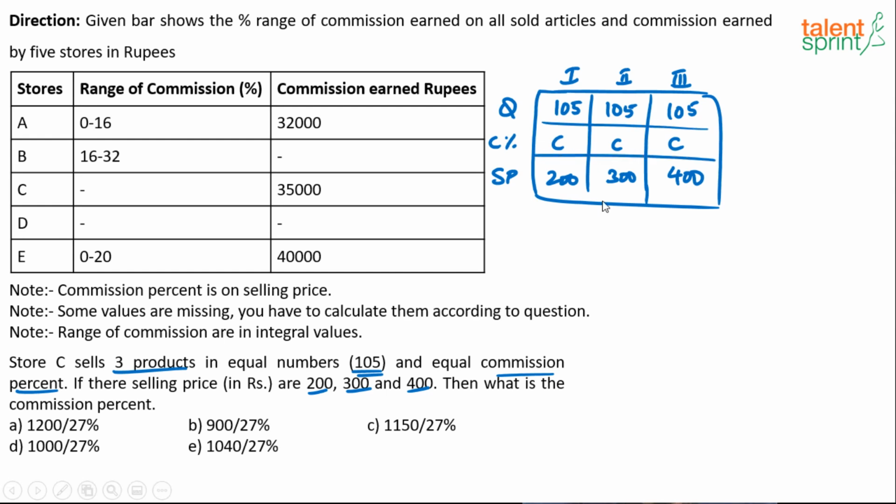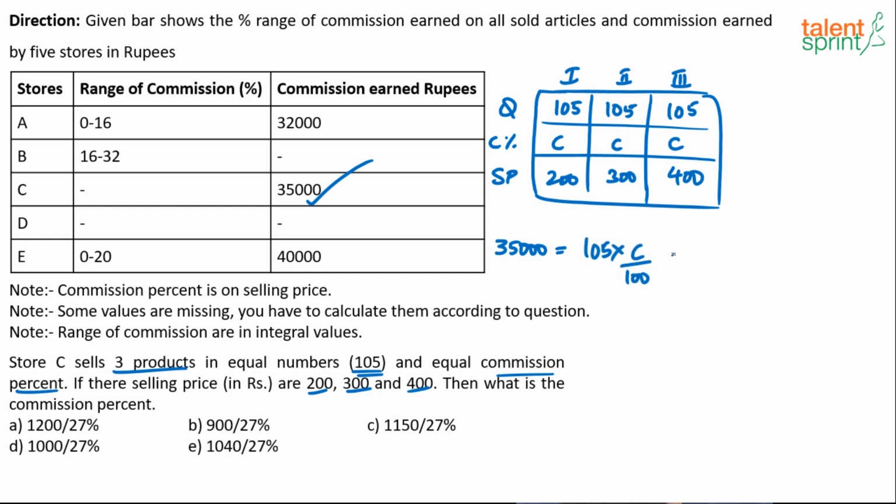So we know the quantities, we know the commissions, we know the selling price. We have to find out the commission percentage, C. C is equal to what? Now how do you get C? Simple. We know that the total commission earned by store C is 35,000. So 35,000 should be equal to, see, since C percentage is common everywhere, I can take it outside. C percentage of 105. 105 also is common, so let me take that also out. So basically 35,000 should be equal to 105 into C percent.